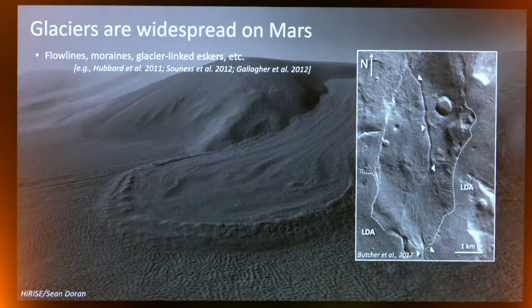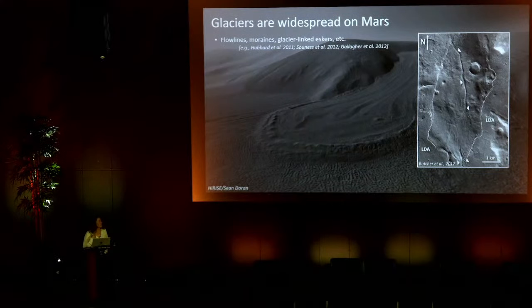And finally, these features show things like flow lines, which you can see in this gorgeous DTM made by Sean Doran. Things that look like moraines. We've even got evidence for glacier-linked eskers, like this one mapped by Francis Butcher over here on the right. That ridge you see in the middle directly connects to a lobate debris apron, or a debris-covered glacier, and looks like it shows evidence for water flow at the base of the glacier and a deposit out in front of it.